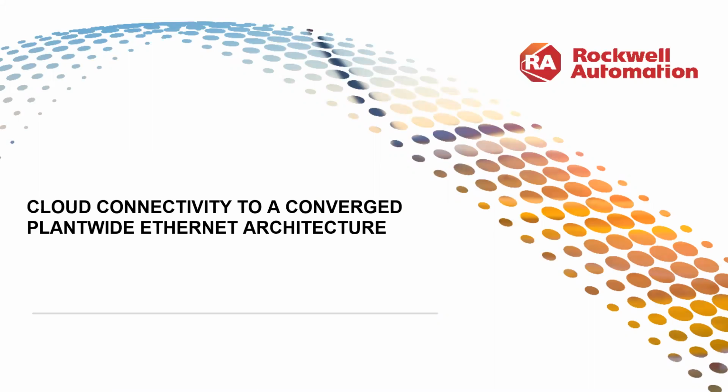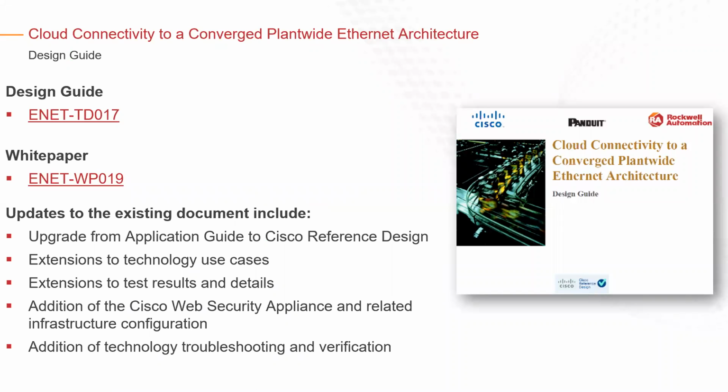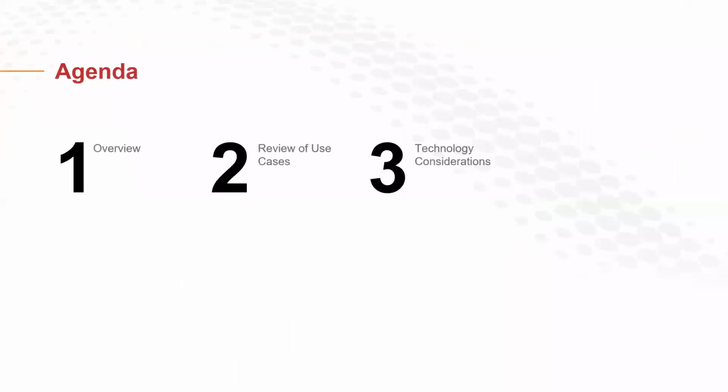Today we'll be discussing cloud connectivity from the plant Ethernet architecture. So this right here is just some design guides that are available on Rockwell's website. The design guides go a little bit more in depth on specifically what I'm talking about with cloud connectivity on the plant floor with your converged plant-wide Ethernet. These are really helpful material as far as implementation as well as specifics on the different architectures.